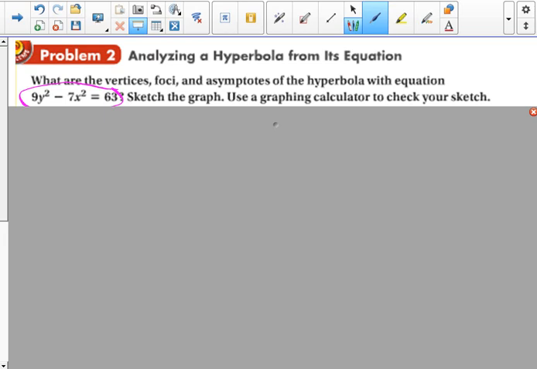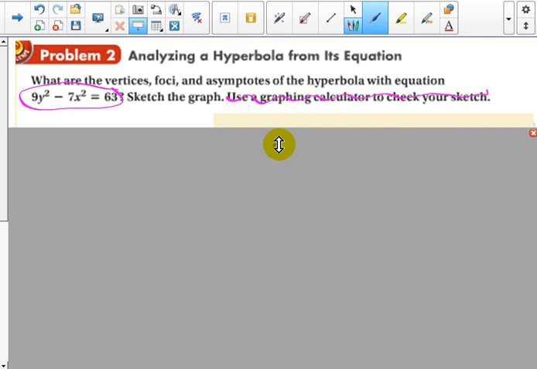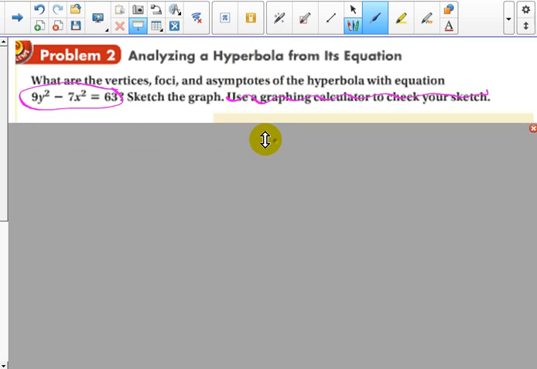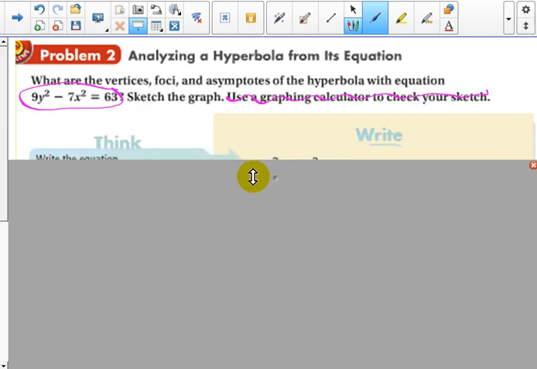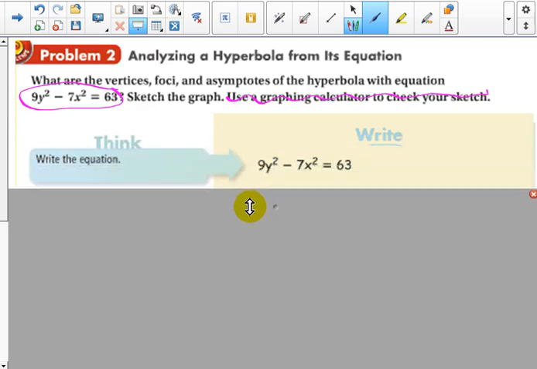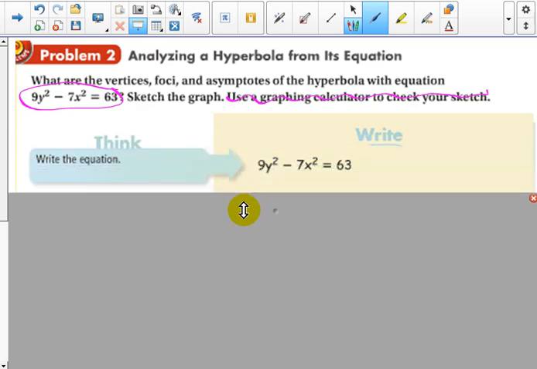Sketch the graph and then use a graphing calculator to check your sketch. And if you have a graphing calculator or a simulator, you can plug it in and see if they look the same, but we're not going to do that today. All right, so we know we've got something that looks similar, but not at all what we need, right? So let's start. We know the original equation has an equals 1, so let's fix that first. So divide everything by 63.